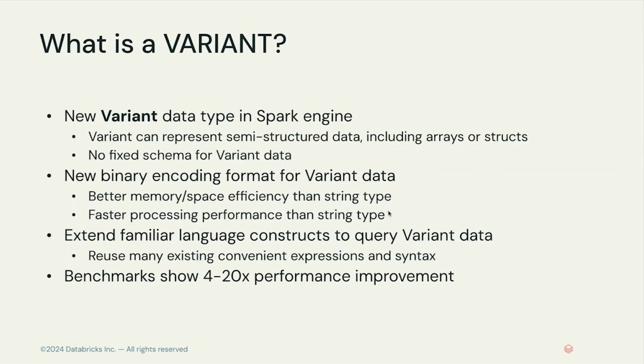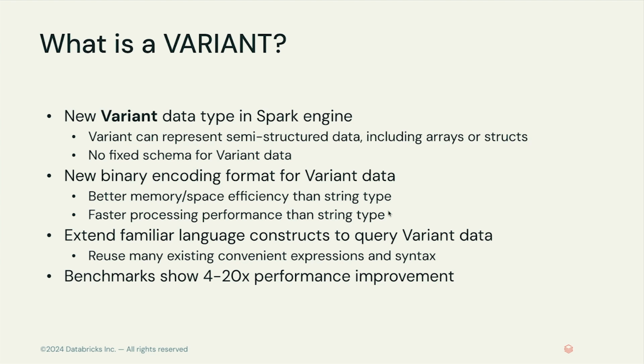So we're introducing a new type called the variant. The variant is basically going to make parsing and dealing with this JSON data very simple. It uses some tricks with binary encoding and storing metadata to make working with the variant super fast.